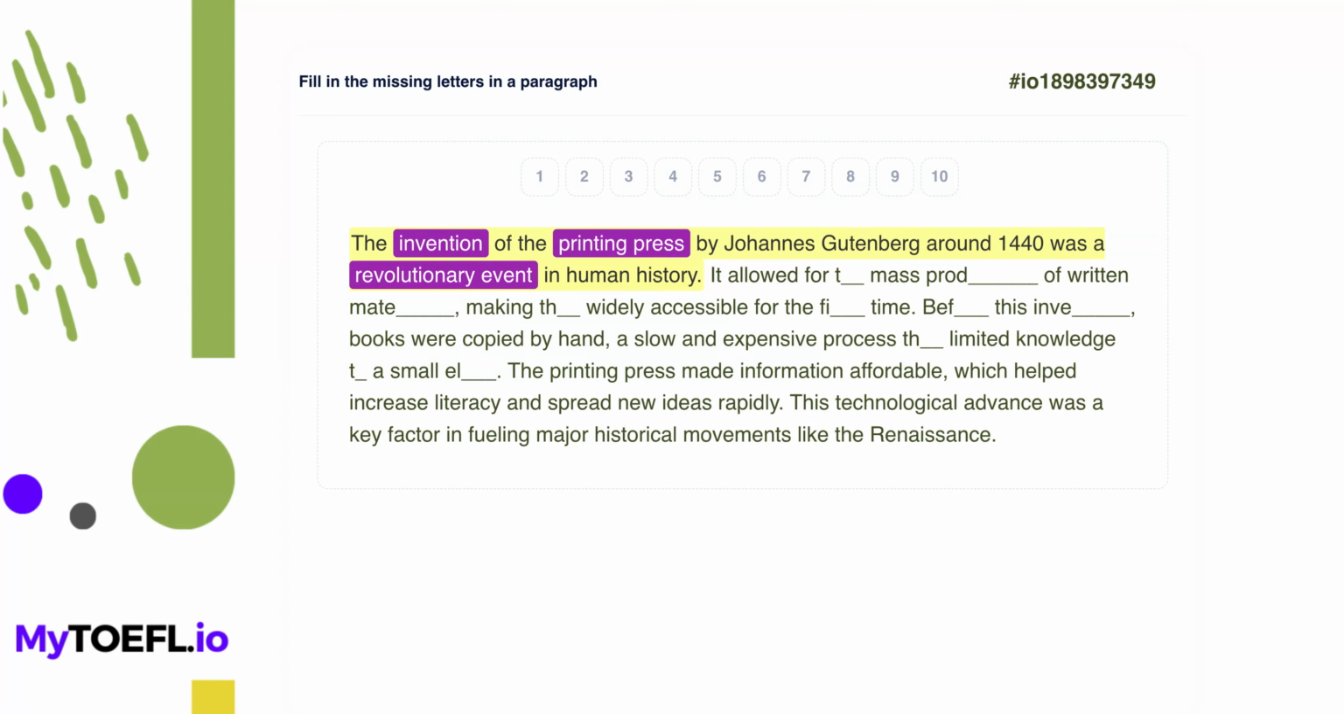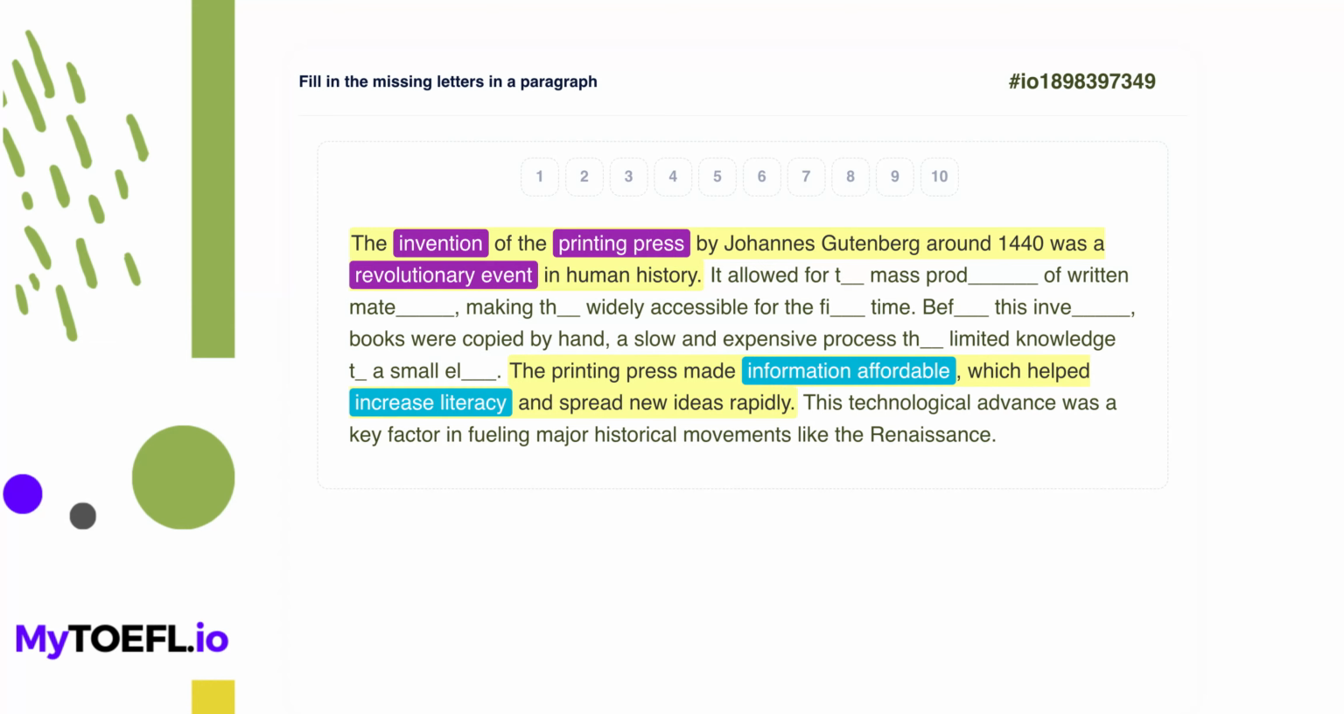We now move on to the fourth sentence to see the results of this invention. The printing press made information affordable, which helped increase literacy and spread new ideas rapidly. Here, we see the direct benefits. The text says it made information affordable, meaning cheap enough for regular people. This led to two major things. It helped increase literacy, meaning more people could read, and it allowed people to spread new ideas rapidly.